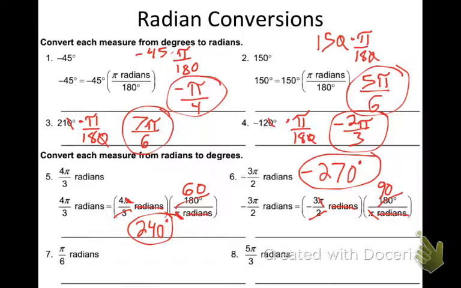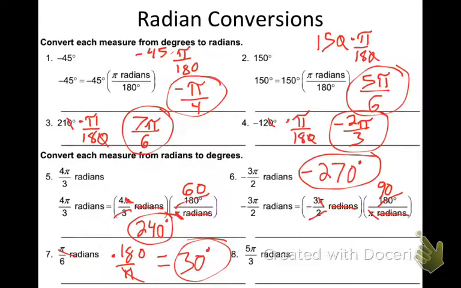Number 7. I have pi over 6. To change that to degree mode, I'm going to multiply by 180. Technically over pi. My pi's cancel. What's 180 over 6 going to get me? 180 over 6? 30 degrees. And then I have number 8.